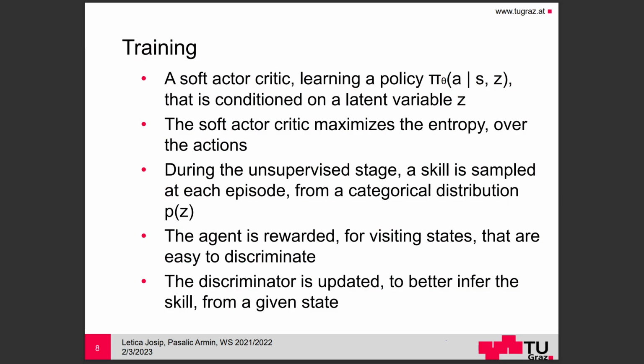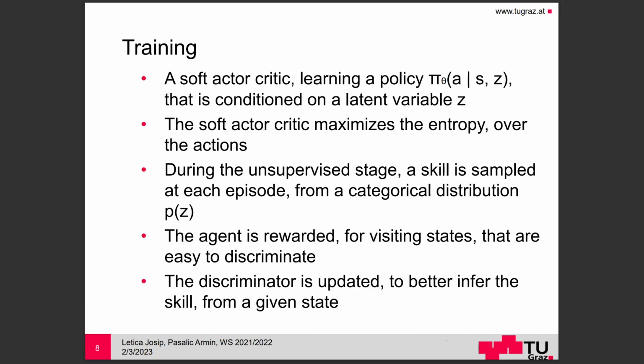So for the training, we use a soft actor critic, which is learning a policy that is conditioned on a latent variable. The soft actor critic is basically just used to maximize the entropy over the actions. And then during the initial first stage of the algorithm, we sample skills from a categorical distribution. We use those skills in order to define actions for a given state.